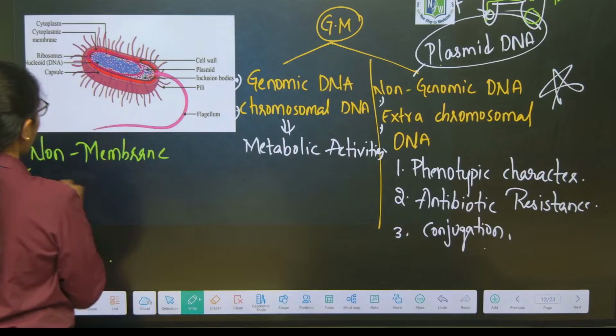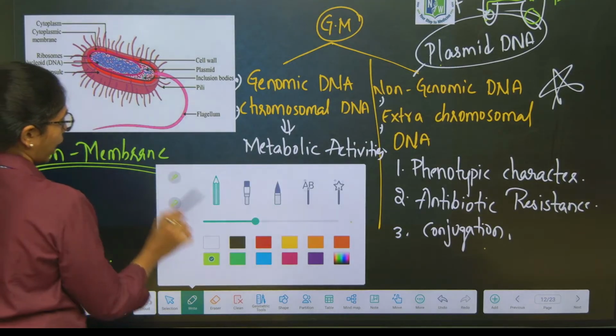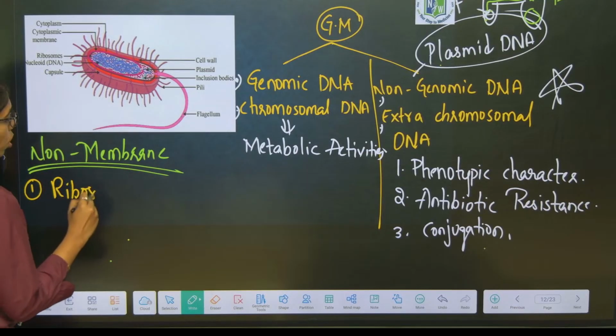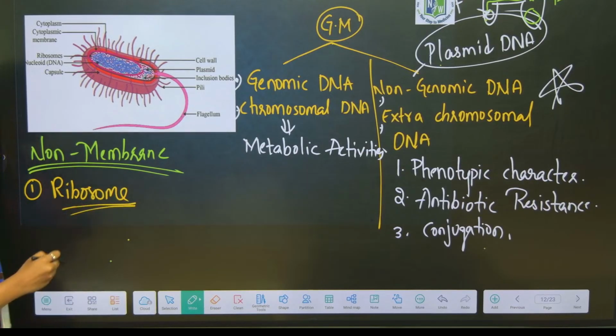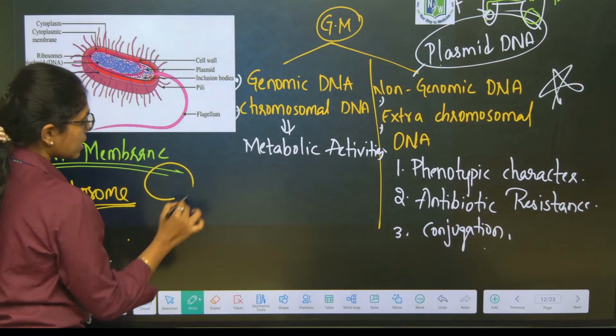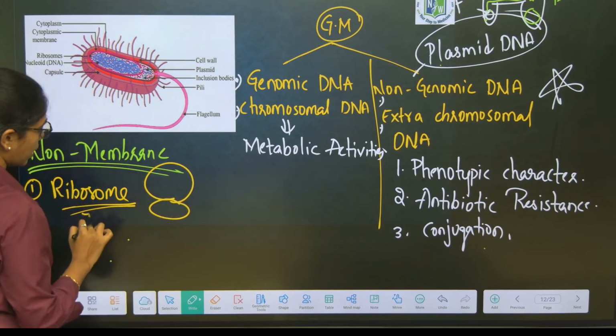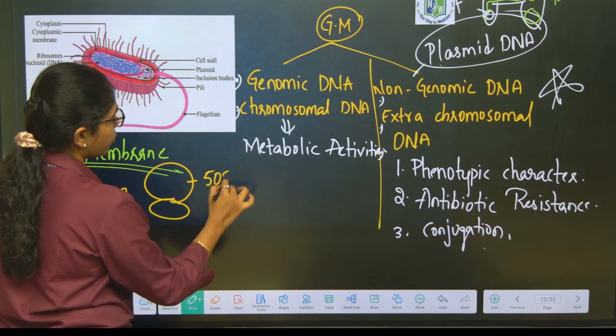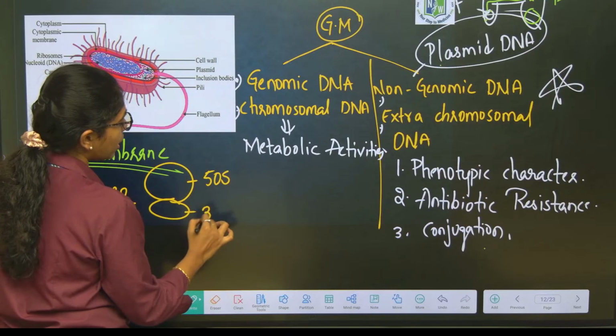So the first non-membrane bound organelle is your ribosome. Ribosomes were discovered by George Palade. In prokaryotes the ribosome will be what? 70S ribosomes. What are they? 70S type of ribosomes with larger subunit 50S and smaller subunit 30S.